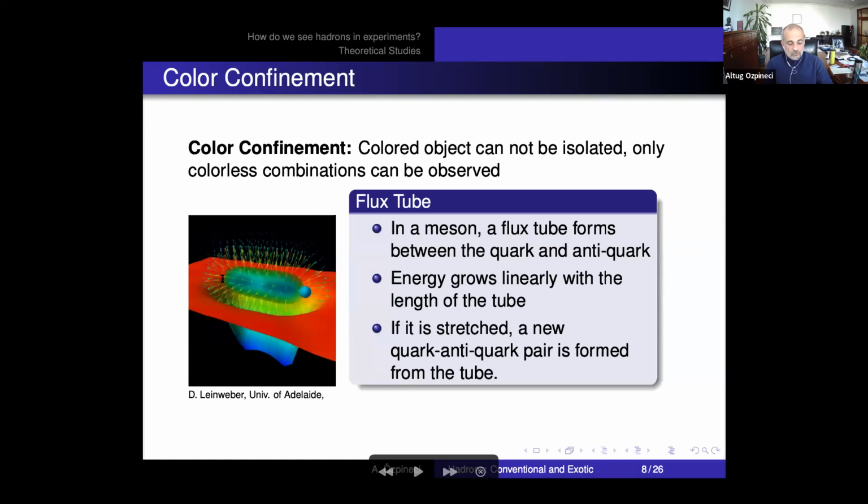If you try to separate these quarks and anti-quarks, the energy stored in this tube increases linearly. And if the energy becomes sufficiently large, we expect this flux tube to break. So to minimize the energy, rather than extending the flux tube, the energy is converted into a new quark anti-quark pair. If you have these 2 quarks and you try to separate them, at the end you just have a quark anti-quark pair in both of your hands. You cannot get a single quark. So this is what we believe is happening. But as I said, there is no definite proof in QCD.